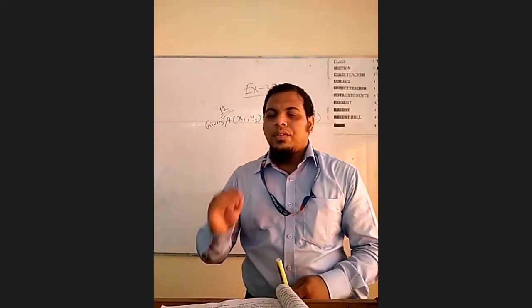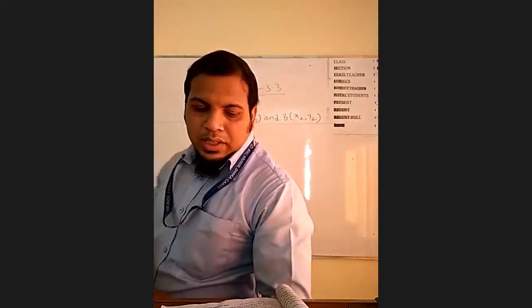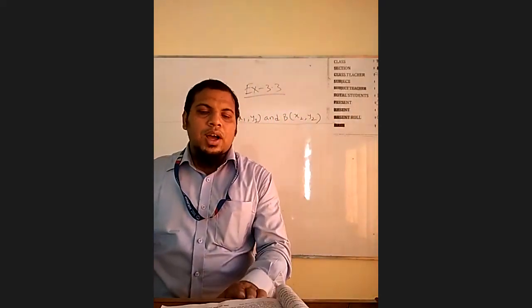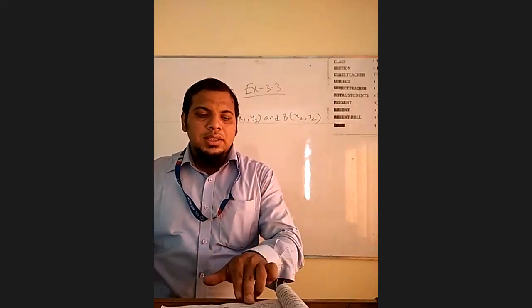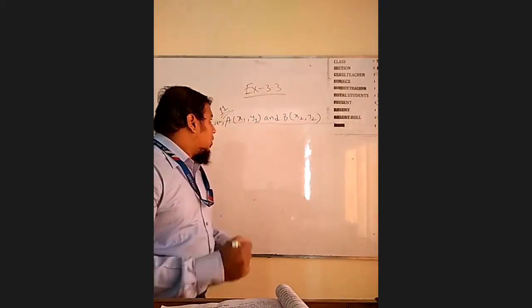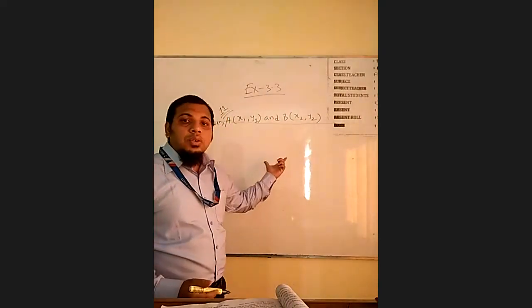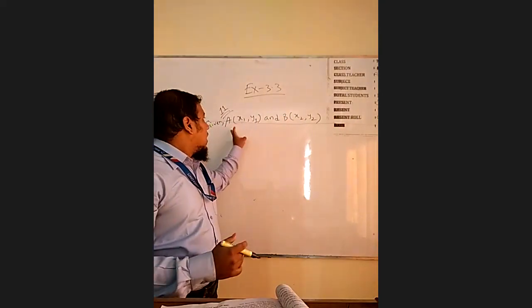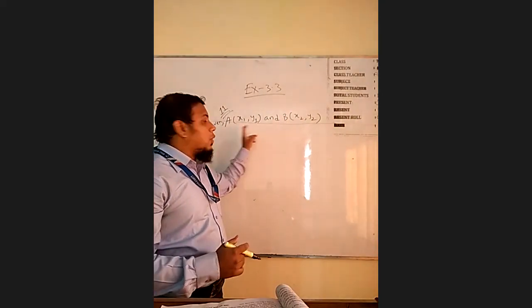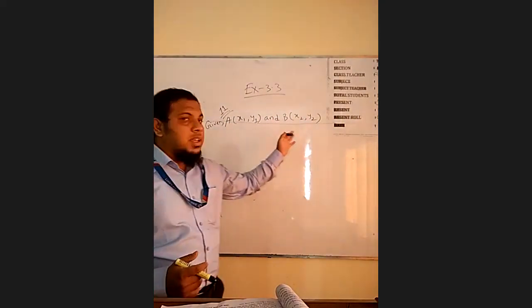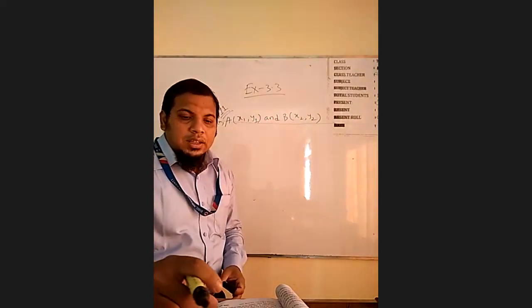Anyway, from the first principle, prove that the area of triangle OAB is equal to half of (x1 y2 minus x2 y1) square unit. I will explain it later, but I am showing you what they want to tell us about the points A and B. A is x1, y1 and B is x2, y2, and they are positive coordinates.